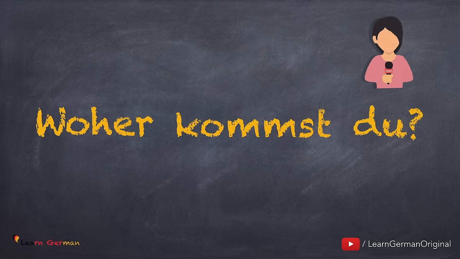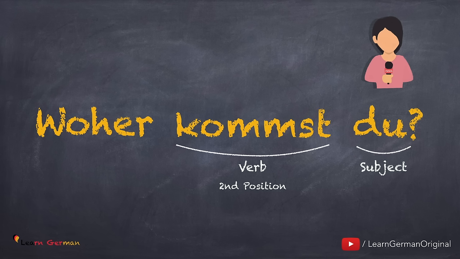Here's another one. Woher kommst du? Here, du is the subject and kommst is the verb. In both these cases and all other W-Fragen, the verb is placed in the second position. The subject is on the right side of the verb.